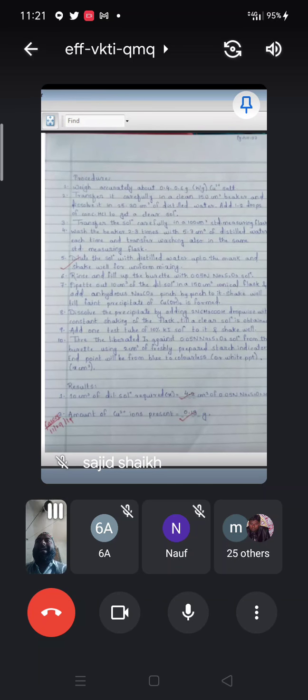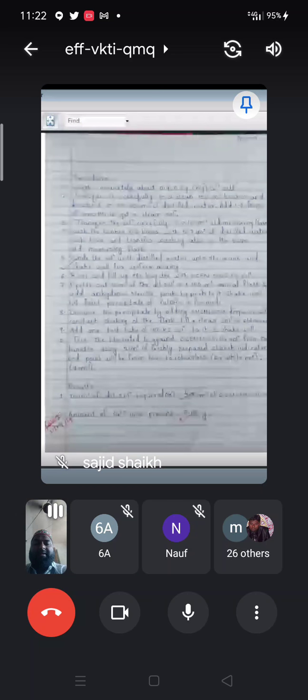Then we add 1-2 drops of concentrated HCl to get a clear solution. We transfer that solution into the standard measuring flask, dilute it with distilled water up to the mark, and shake it. That will be your sample solution. After shaking, the copper salt solution is ready.